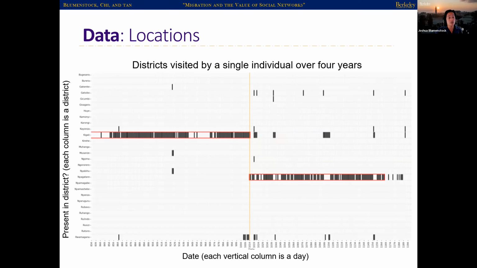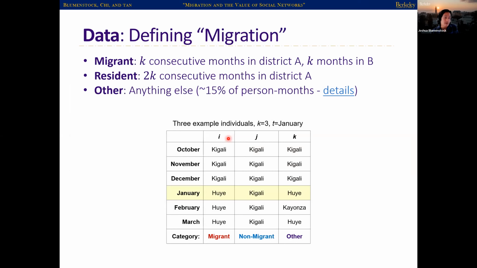So what I'm showing you here is one person's data, again, over time. Each of these is a different day, and each of the rows is a different district. Rwanda has 30 districts, and I'm just highlighting for you here the different districts in which this individual is observed over time. And so behind the scenes, what we have is an algorithm that allows us to roughly impute a person's home location at each day in the data set. And from that, we can then measure migration.